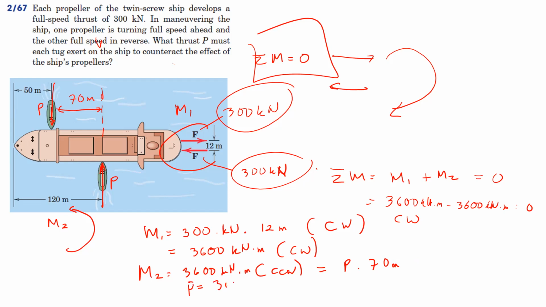Yep. So I got 51.42 kilonewton. So that's the thrust that is supposed to be exerted by the tugboat in order to make the main boat stay stationary.